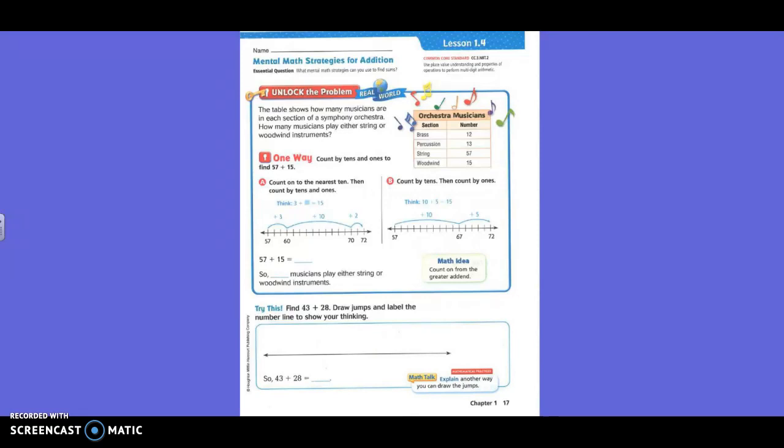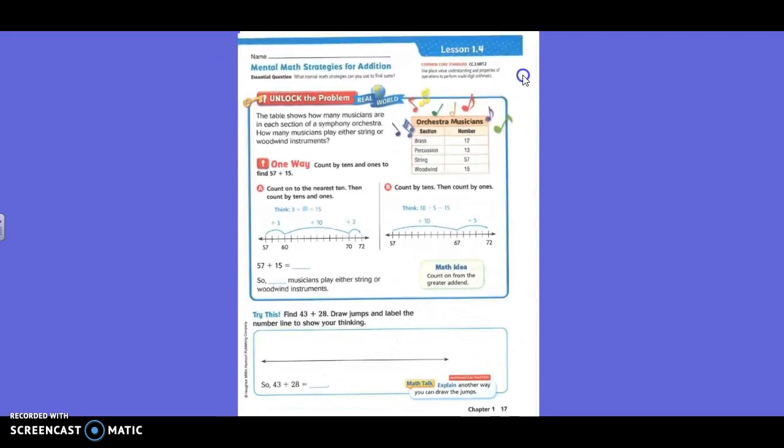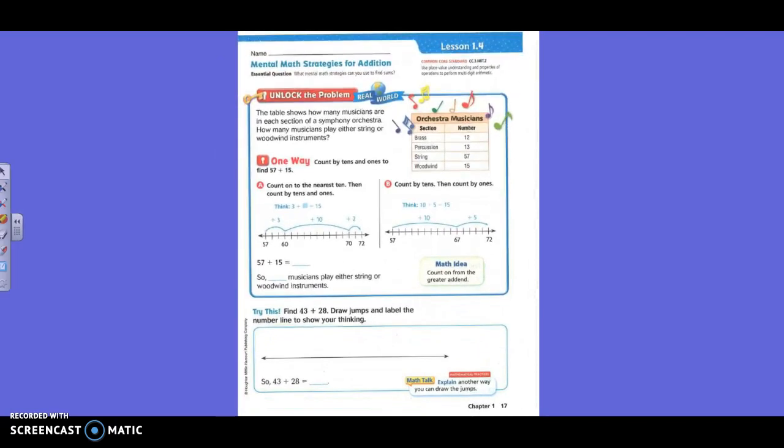Read it with me. The table shows how many musicians are in each section of a symphony orchestra. How many musicians play either string or woodwind instruments? So here you have the table. What two things are we looking at? Woodwind instruments and string.